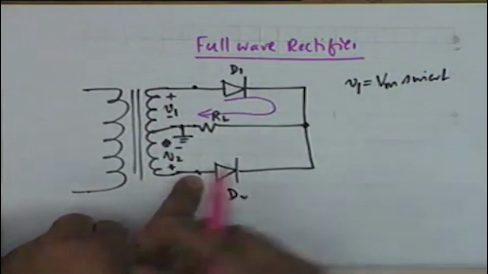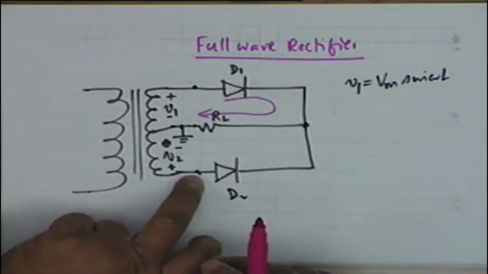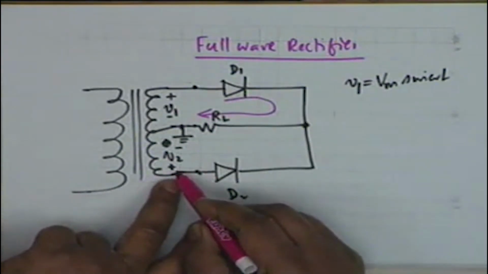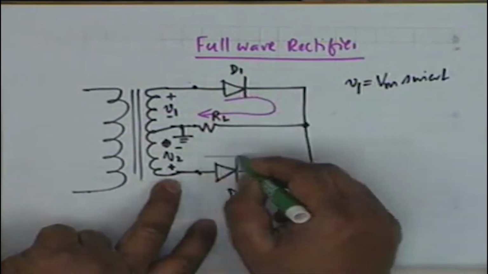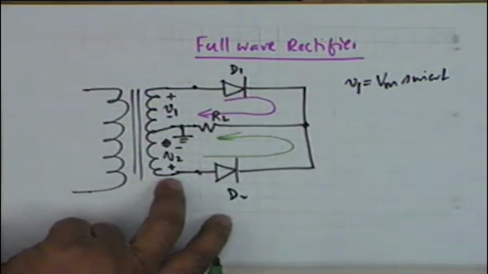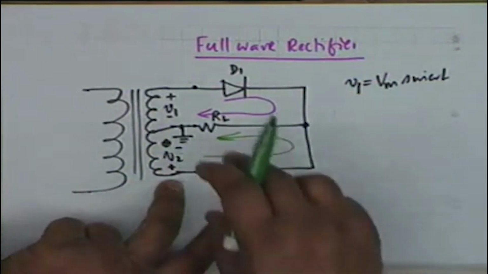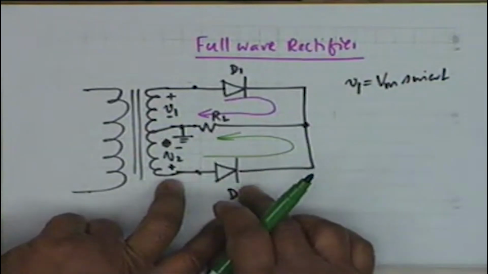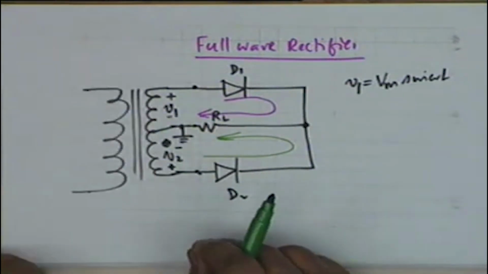On the other hand, when the secondary voltage changes its polarity, V2 becomes positive, that is, this point becomes positive with respect to ground. So D1 cannot conduct, it is D2 which conducts. In both cases, the current flows through RL in the same direction, and therefore the two diodes here achieve the same purpose as 4 diodes in the bridge rectifier circuit, except for the fact that it requires a costly transformer.